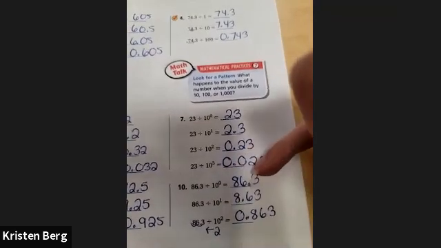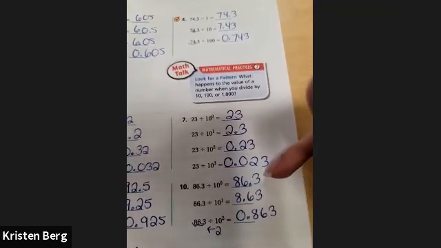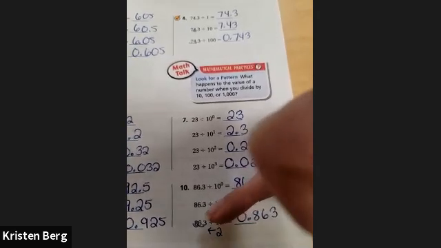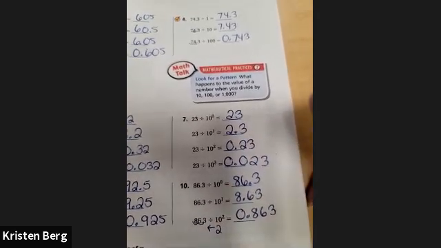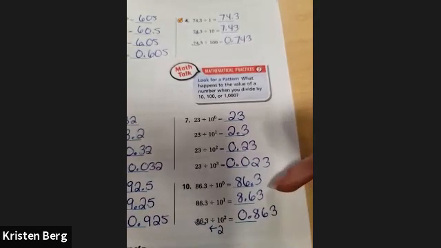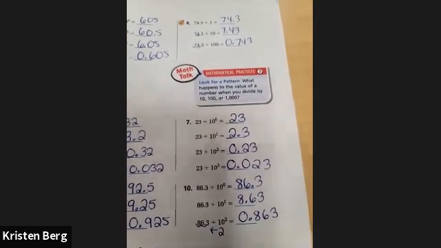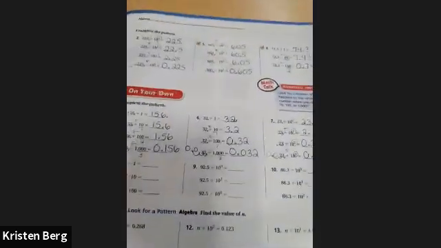Here, you would have been moving it in 0 places, so it would remain where it was supposed to be. This one would just be moving it in once, so it'd be 8 and 63/100. And then this one, you would be moving it in twice, which is 863 thousandths. So those were the answers for those.